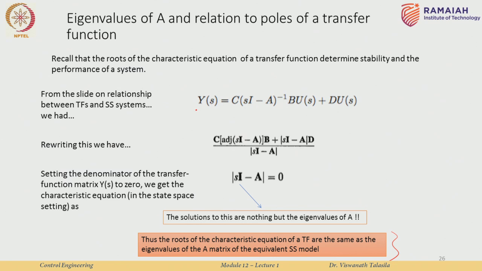So, we have our expression which is over here. So, Y(s) equal to C (sI minus A) inverse B U(s) plus D U(s), alright. Now, let me just rewrite this, remembering that the inverse of a matrix is the adjoint divided by the determinant, okay. So, that is what I have written over here.